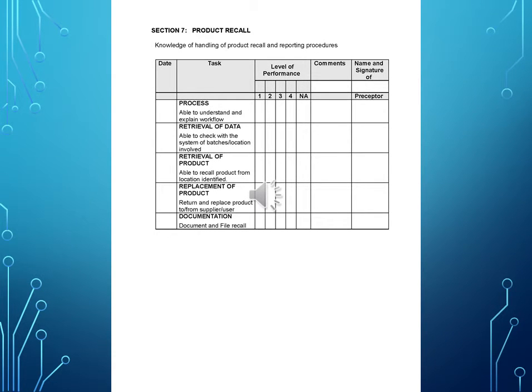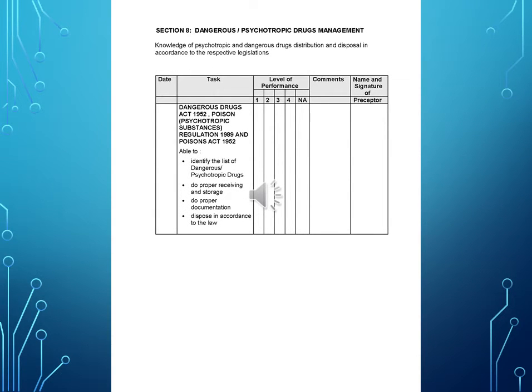Section 7. Product recall. Handling of product recall and reporting procedures. Date, task, level of performance, comments, name and signature of preceptor. Process: able to understand and explain workflow, retrieval of data. Able to check with the system the batches and locations involved, retrieval of product. Able to recall product from location identified. Replacement of product: return and replace product to or from supplier or user. Documentation: document and file recall.